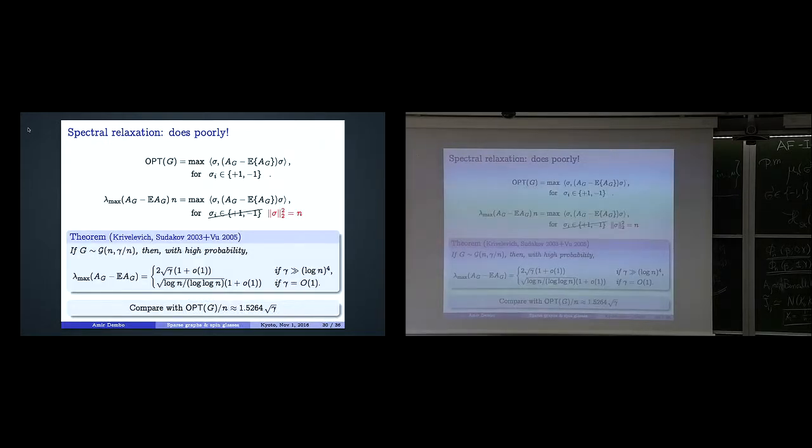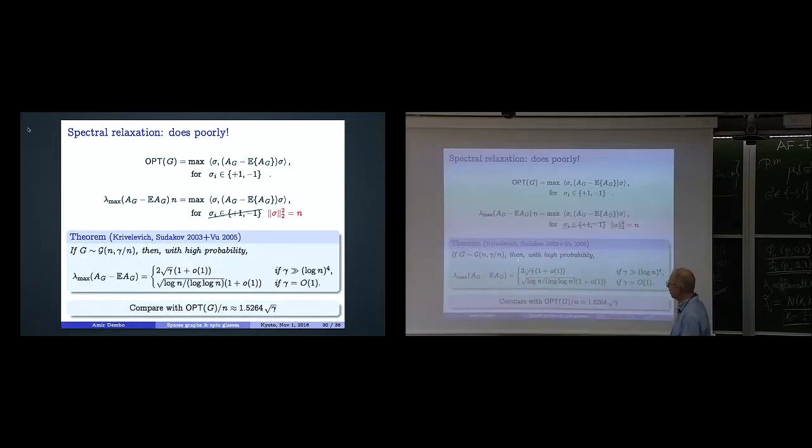Okay. Now we can think of spectral relaxation. What is spectral relaxation doing? So look, instead of walking on the hypercube, why don't we walk on the hypersphere? That would be much nicer. Now our variables are real. So what we can do is replace this plus minus one by the hypersphere of the right size.